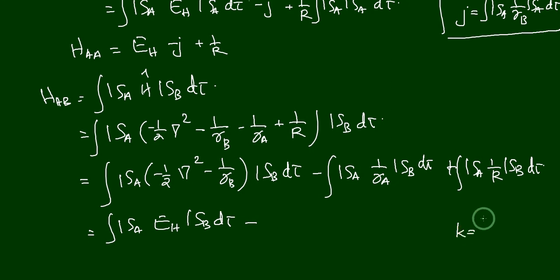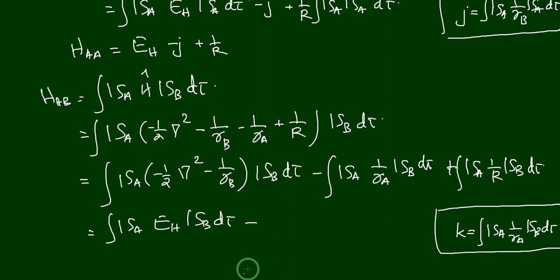K is equal to ∫1sA (1/RA) 1sB dτ. This is the second integral that we are going to define as K. Okay, and then we can write it like minus K. Then we have the third integral, that is ∫1sA (1/R) 1sB dτ. R is taken as a constant, so we can take it out: 1/R into ∫1sA 1sB dτ.